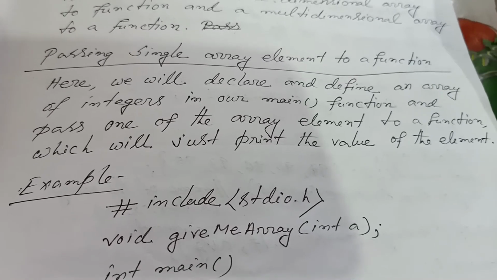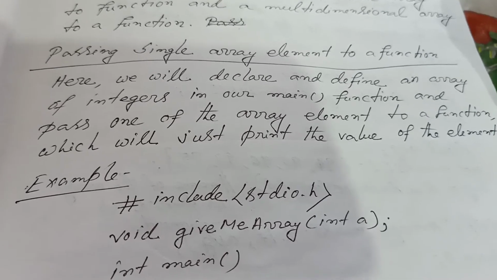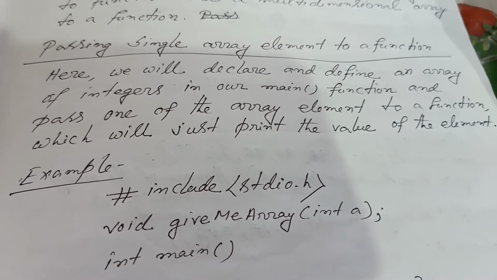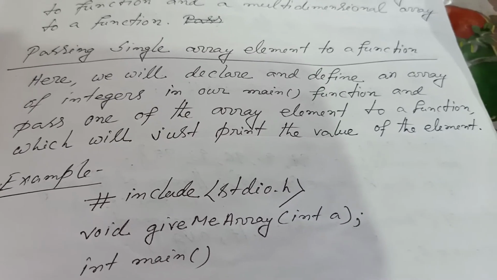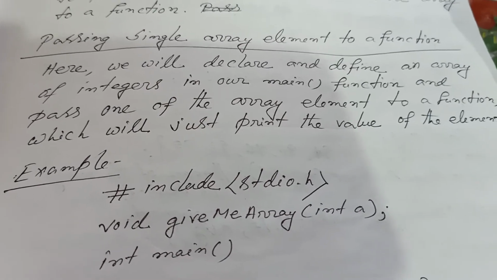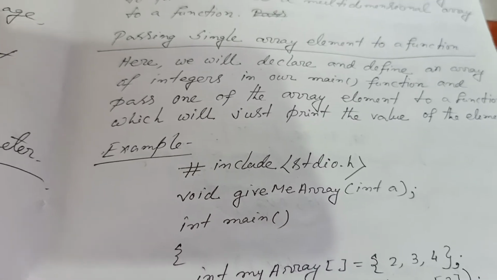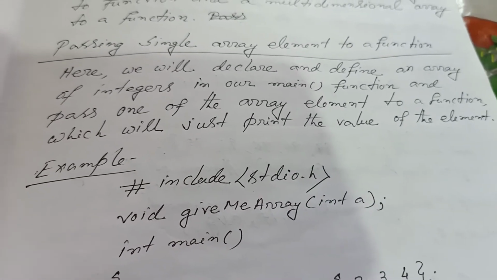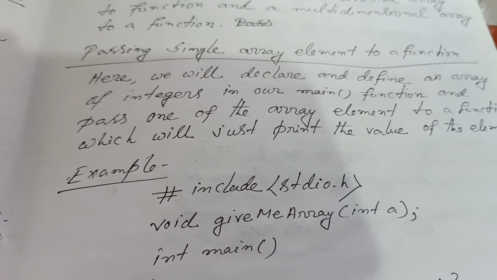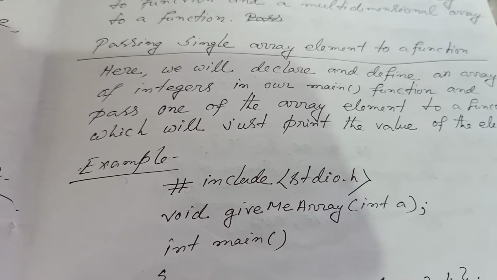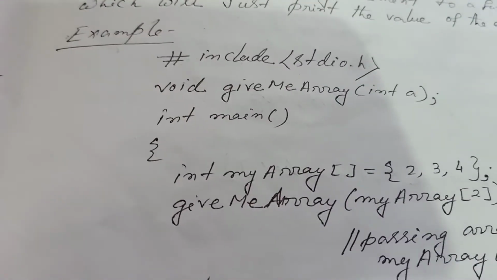Here we will declare and define an array of integers in our main function and pass one of the array elements to a function which will just print the value of the element. That means we are just taking an array which is passed to a function. So let's take a look.